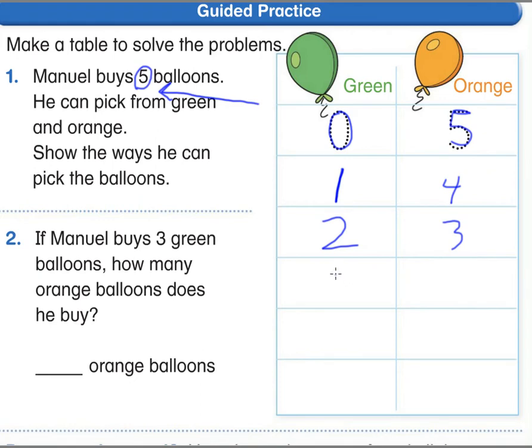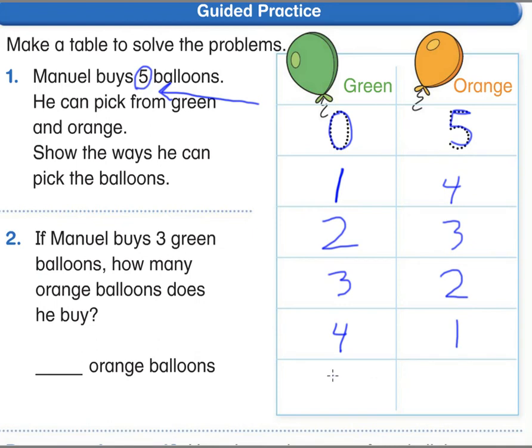Well, what if we want even more green balloons because we really like the color green? And we want 3 green balloons. How many orange balloons can we have? We can have 2, because 3 plus 2 is 5. Well, what if we want even more green balloons? Well, we can have 4, but then how many orange balloons would we be allowed to pick? Just 1.